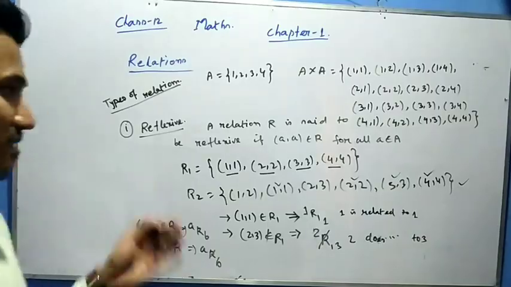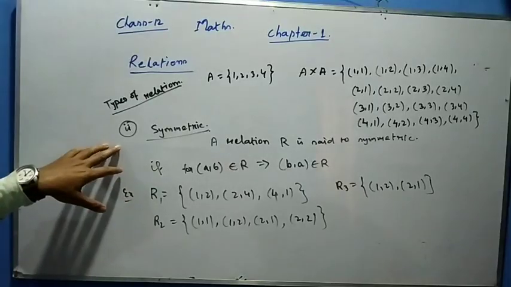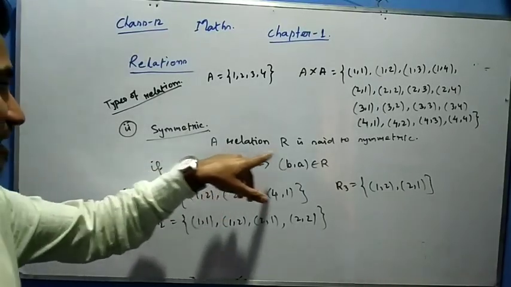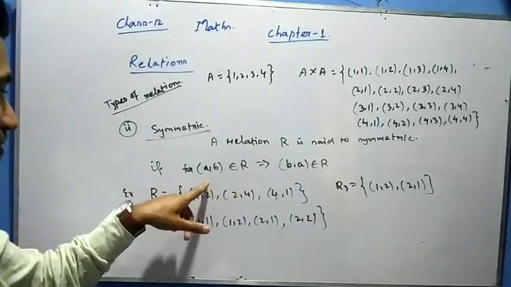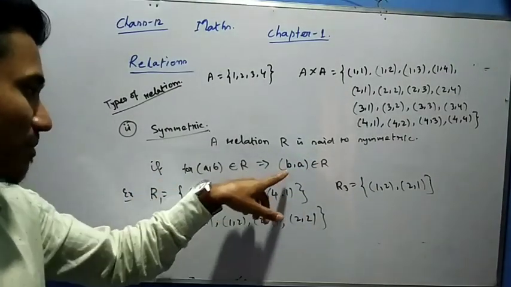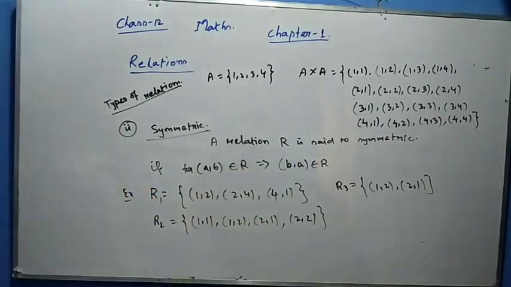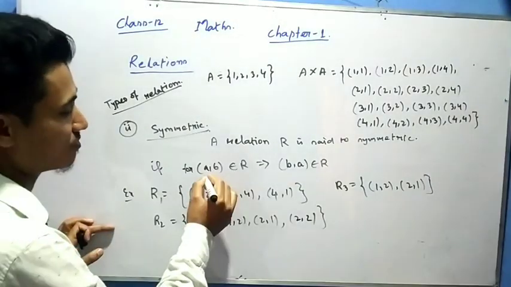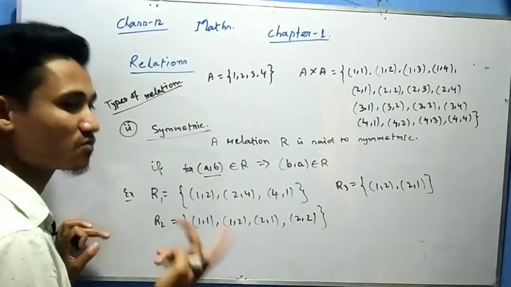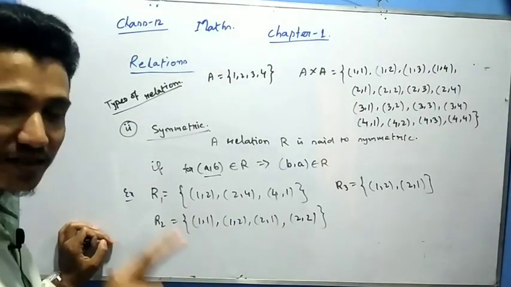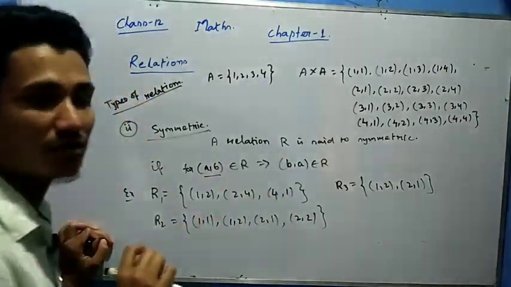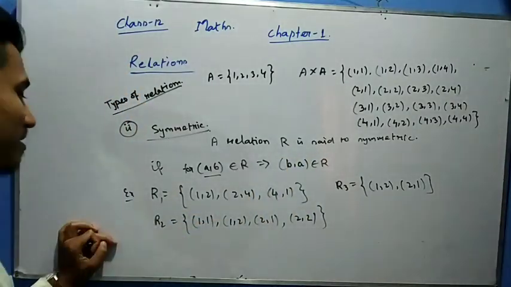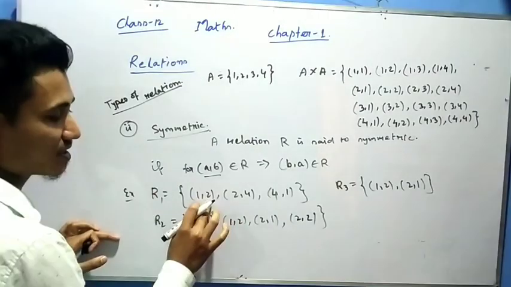So let us see the next type of relation, number 2, symmetric. A relation R is said to be symmetric if (A, B) belongs to R implies that (B, A) belongs to R. Meaning the ordered pairs that are there, their reverse must also be there. If this happens, then this type of relation is called a symmetric relation. Now let us check with an example.